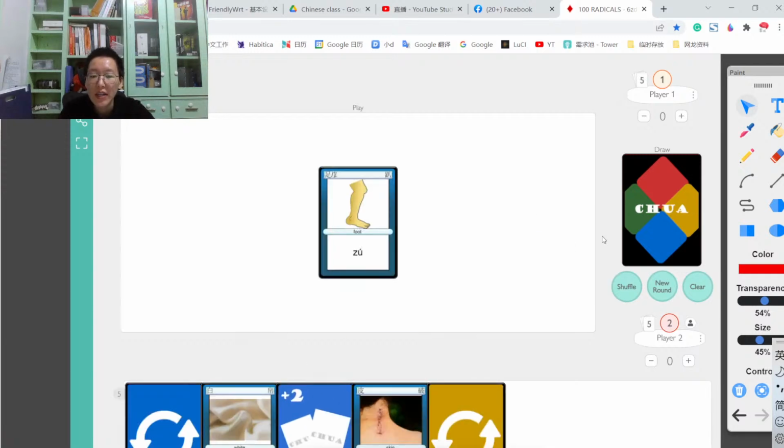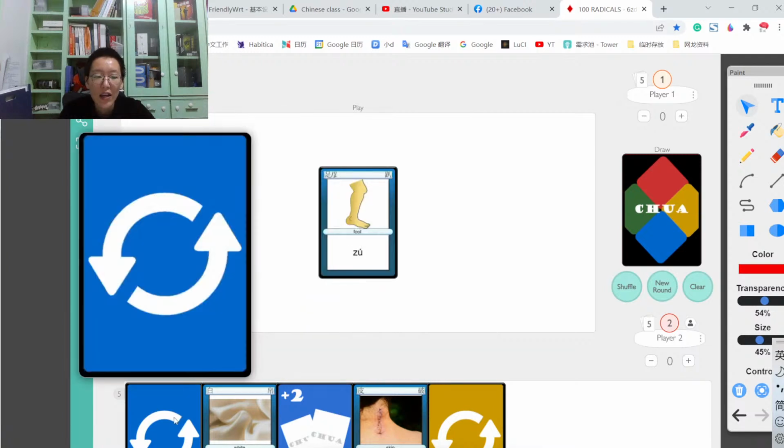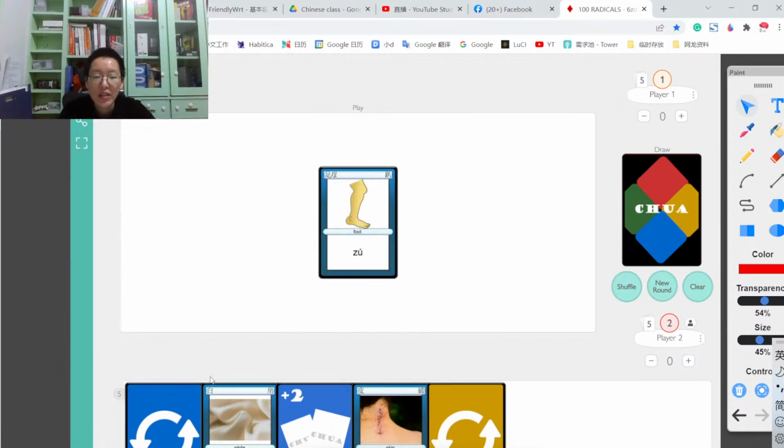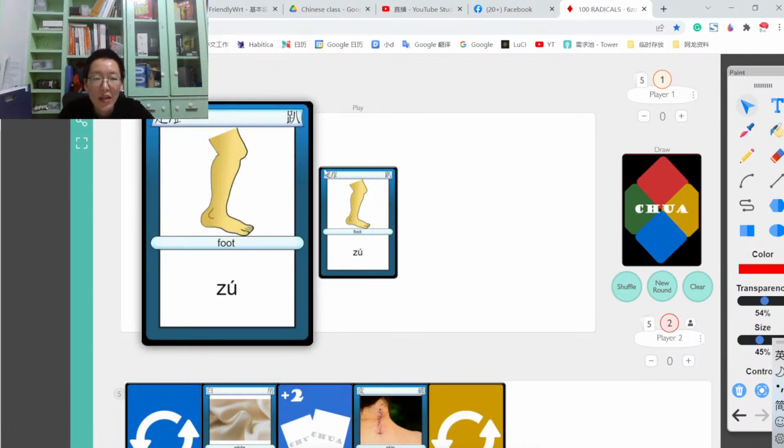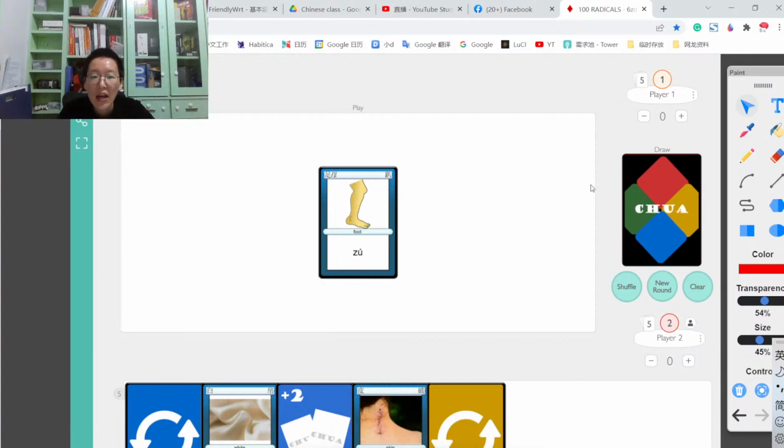You will see at the beginning, everybody gets 5 cards. If you put the mouse on the card, it will enlarge and you can see very clearly the pinyin, the English meaning, the picture, and the character, and how to write this radical. On the top left is the radical, and the top right is the example character of this radical. And how it works, let's see together.